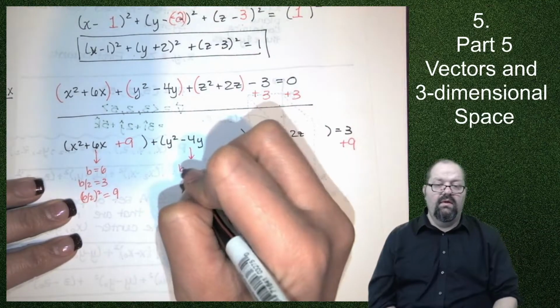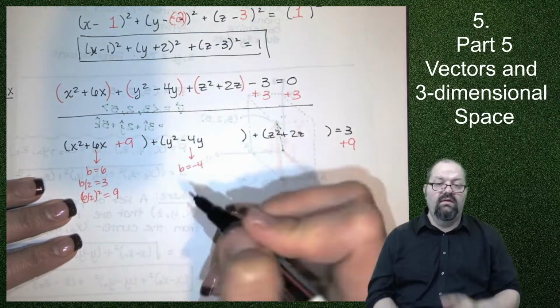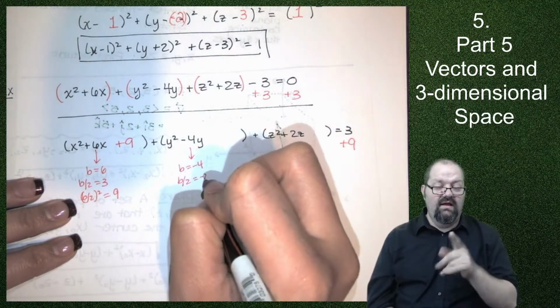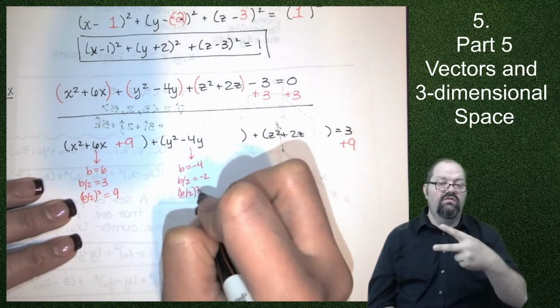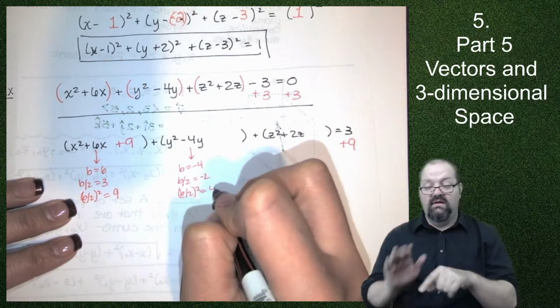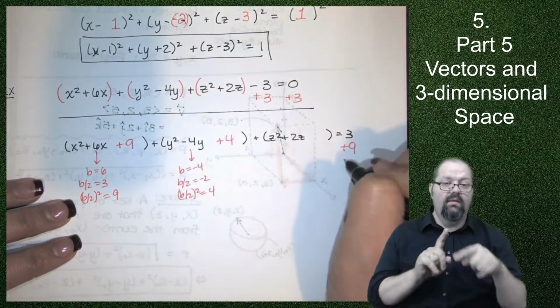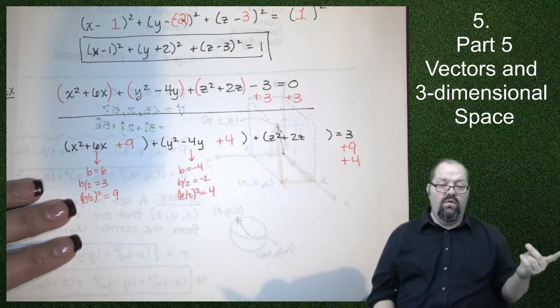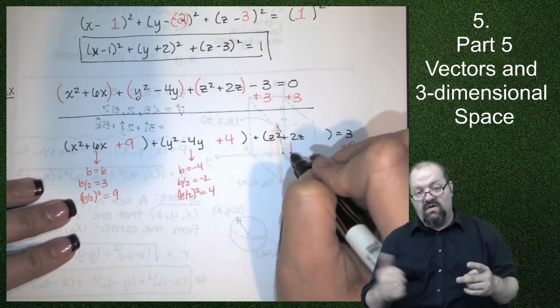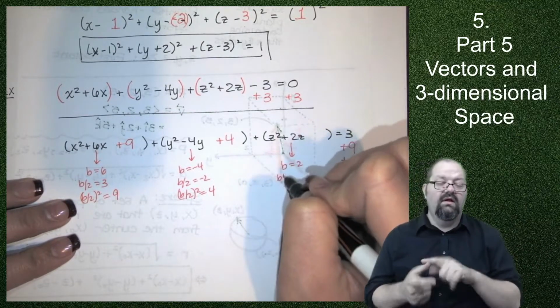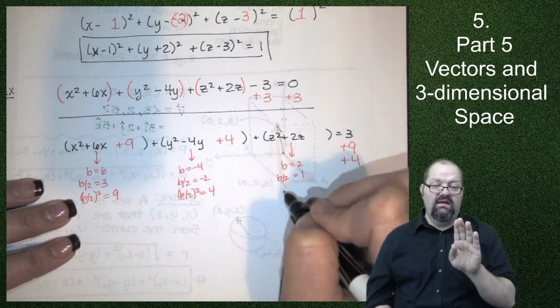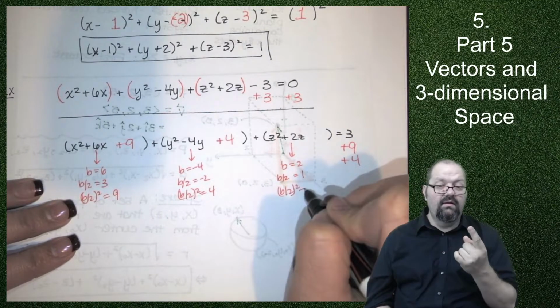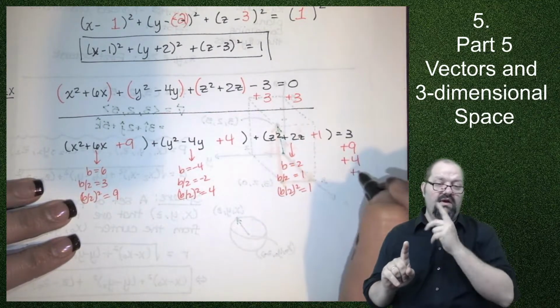Then here, there's your b. Take half of it and square it. -2 times -2 is +4. Add 4 to complete the square. Make sure you add 4 to the other side as well. Identify your b. Half of b is 1. 1 squared is 1. Add 1 to both sides.